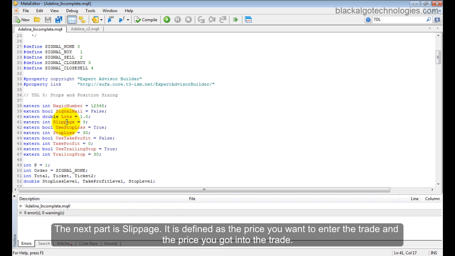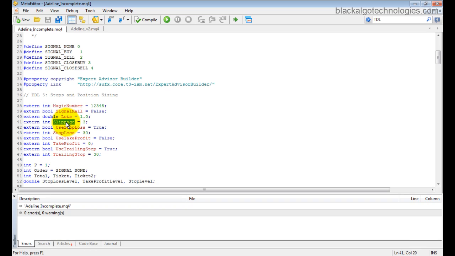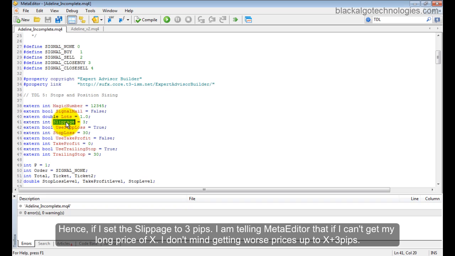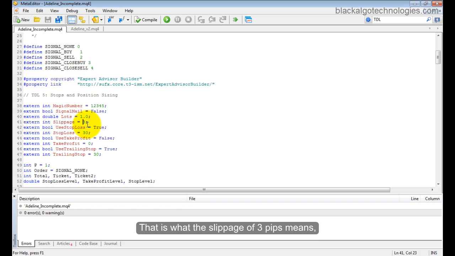The next thing is slippage. So slippage is defined as the difference between the price you want to enter the trade and the price that you actually got into the trade. Sometimes when it's high volatility and the prices are jumping too quickly, you are not able to get the price that you want. So if I set a slippage of 3 pips, I'm telling MetaEditor that, alright, if I want to get a price at X level, if you want to long it at X level, and you can't get X, I don't mind getting worse prices at X plus 1, X plus 2, or X plus 3. That's what the slippage of 3 pips means.